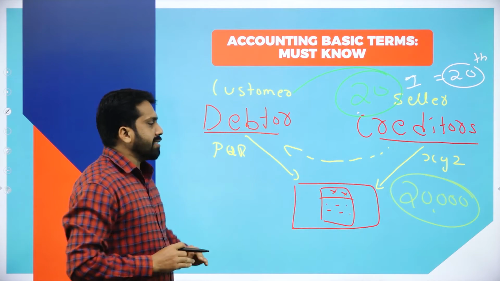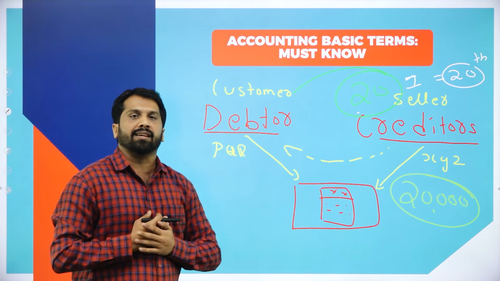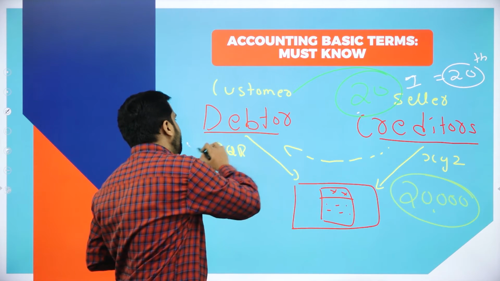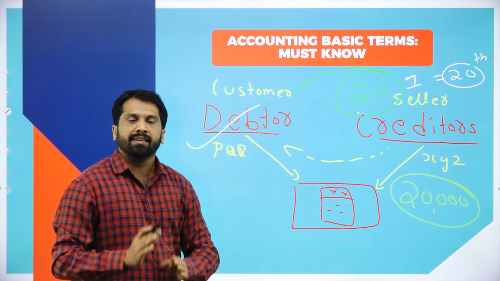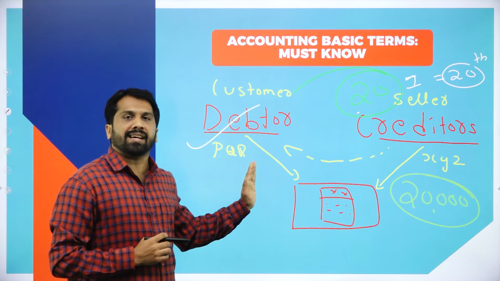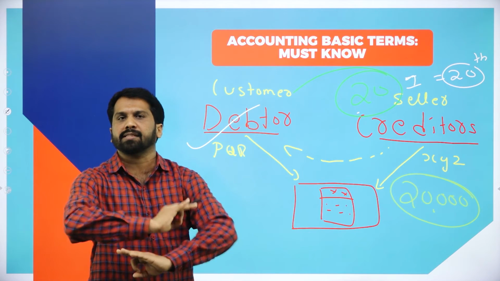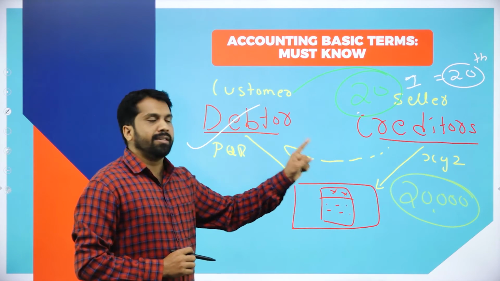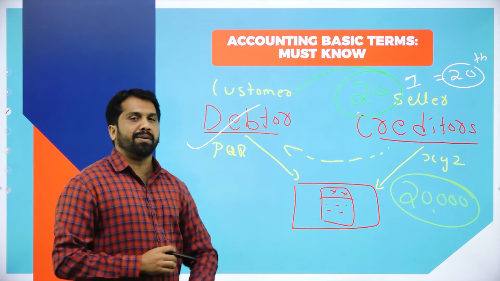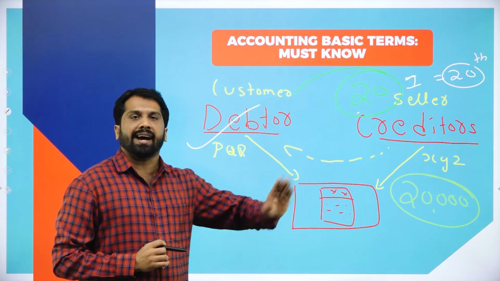Now, come to debtors. I am the person enjoying this mobile without paying the complete 20,000. Until I pay this 20,000 completely, I am called a debtor. The person who still has to pay is called a debtor. The person who has to receive is called a creditor. Very simple. Creditor means the person has not yet received the complete amount. Debtor means the person has not yet paid the complete amount. This is all about debtors and creditors.